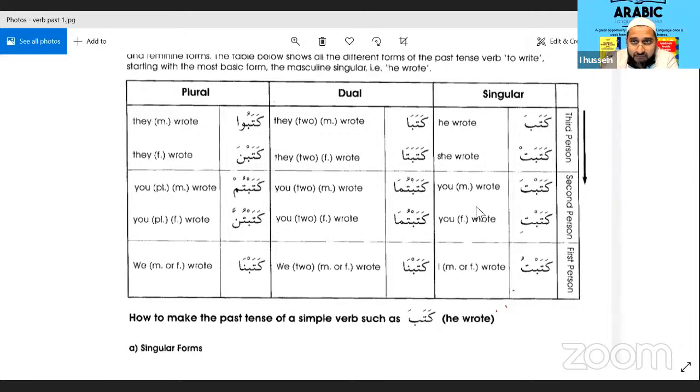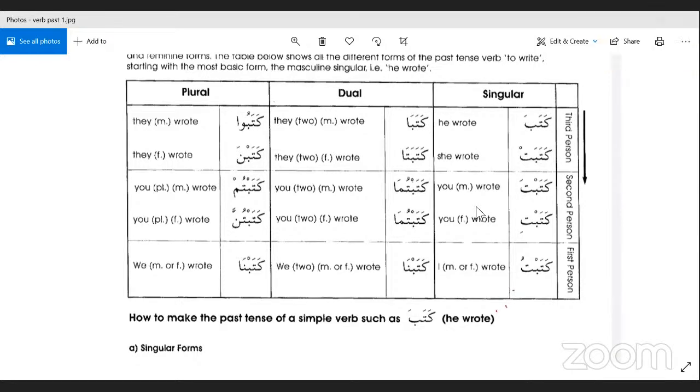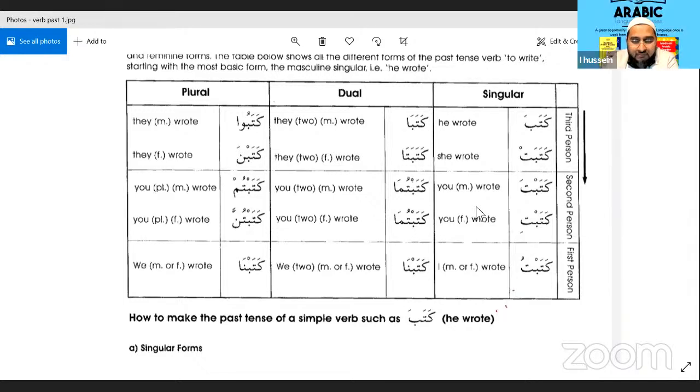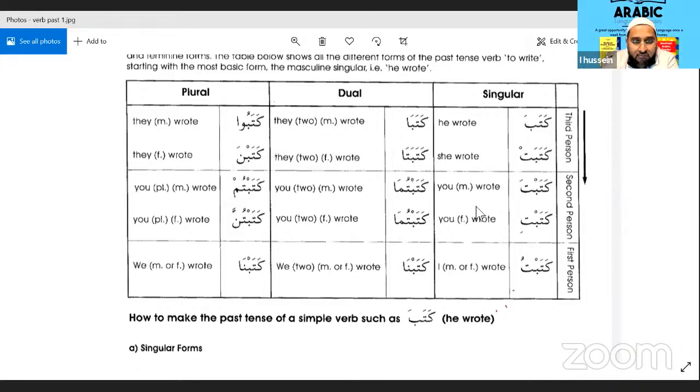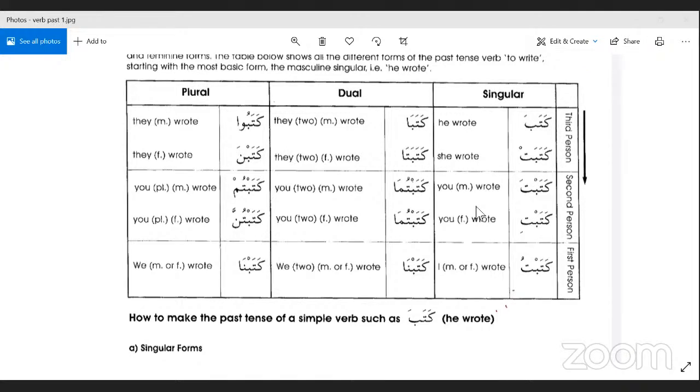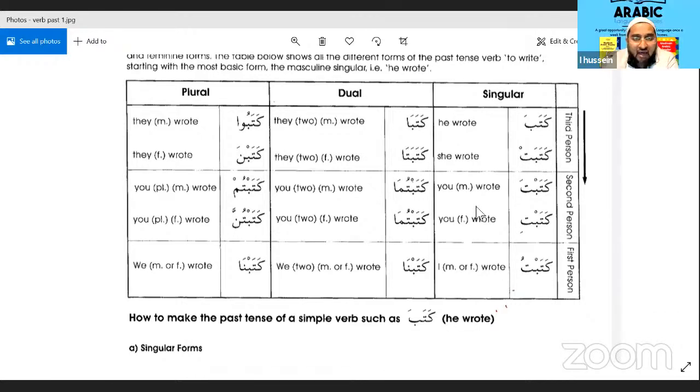You ready for the next phase of testing? Yeah. Inshallah. Okay, ready. How do you say he wrote? Kataba. How do you say you, one female, wrote? Katabti. Excellent. She wrote. Katabat. They all females wrote. Katabna. Excellent. You all females wrote is katabtunna. Excellent.